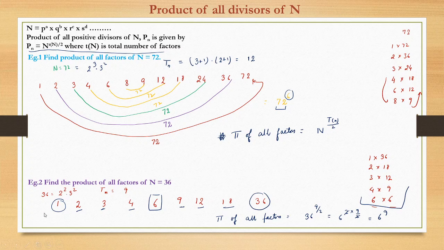Using the formula. But here also you can multiply 1 into 36, 2 into 18, 3 into 12, 4 into 9, and 6. So here it would have been 6 into 36 raised to power 4, which is the same as 36 raised to power 9 by 2, which is the same as 6 raised to power 9. Now, this is fine.